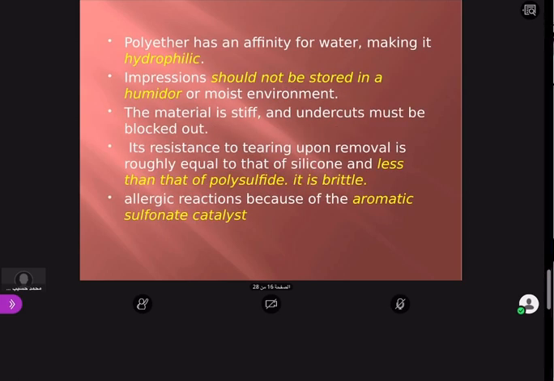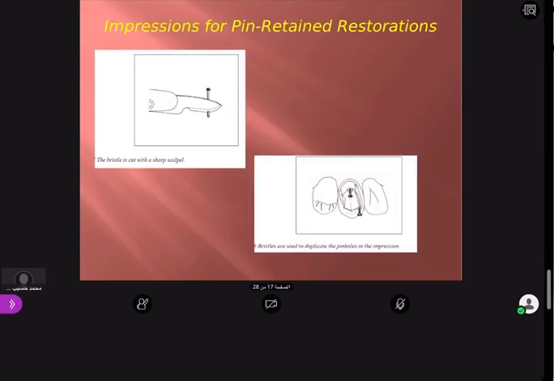So the polyether has an affinity for water, making it hydrophilic. Impression should not be stored in humidor or moist environment. So the material is stiff and undercut must be blocked out. It is resistant to tearing upon removal and is roughly equal to that of silicone and less than that of polysulfide. It is brittle, with allergic reaction because of aromatic sulfonate catalyst present in this material. So this material is stiff, so we can take the impression for the pinhole preparations.